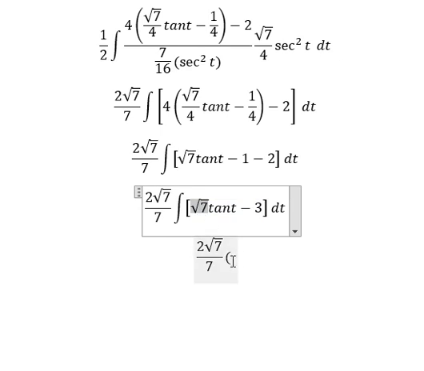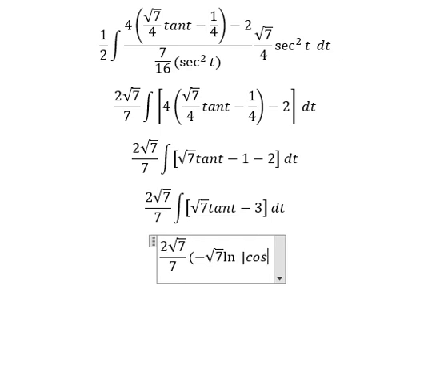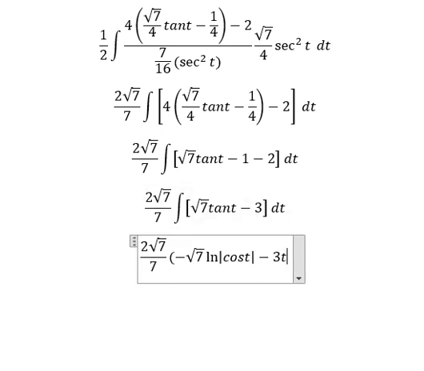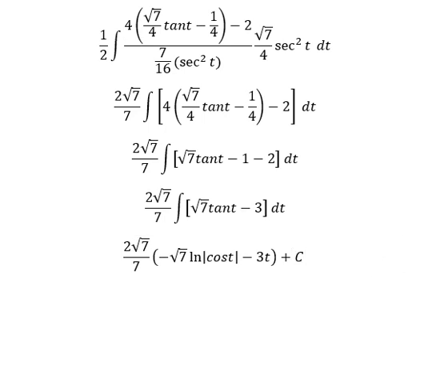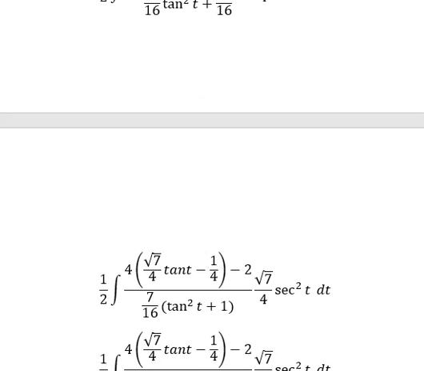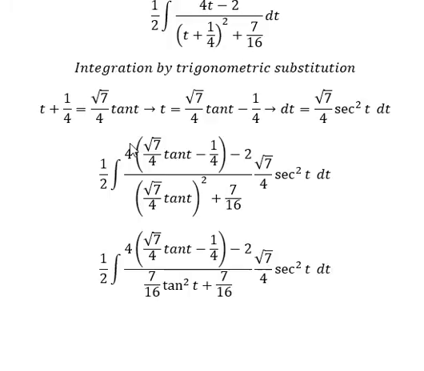The integral of tan t, you will get negative ln of the absolute value of cosine t. The integral of 3, you get t. And we put c. Now, we need to return back in here.